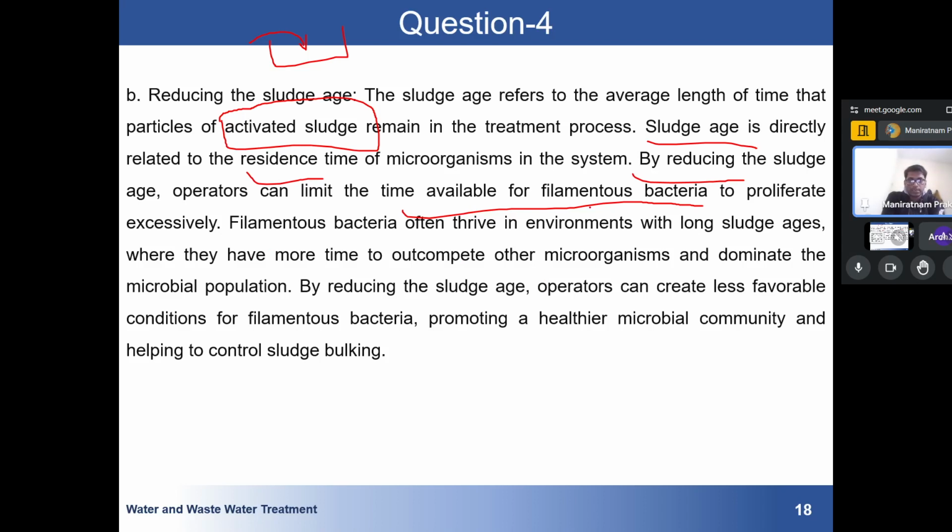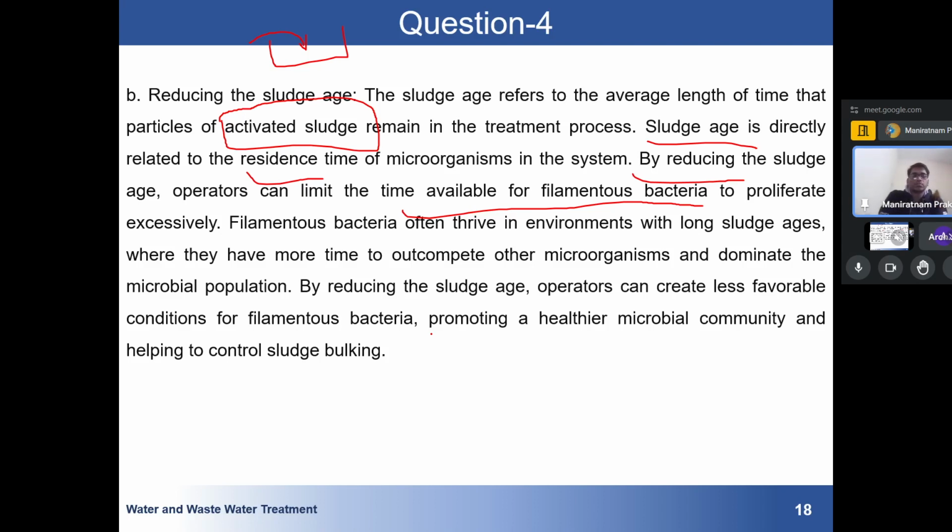So what is written here: by reducing the sludge age, the operator can limit the time available for filamentous bacteria to proliferate excessively. Filamentous bacteria often thrive in environments with long sludge ages, where they have more time to outcompete other organisms and dominate the microbial population. By reducing the sludge age, the operator can create less favorable conditions for filamentous bacteria, promoting a healthier microbial community and helping to control sludge bulking.